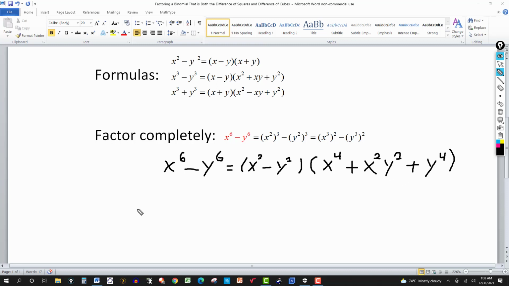So in other words, let me go over here and do this. Well, first of all, let's factor the first one here, x squared minus y squared. x squared minus y squared is a difference of squares. So by the formula up there, first one that I wrote down, this should be x minus y and x plus y.